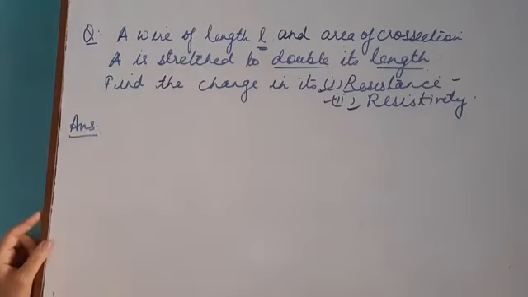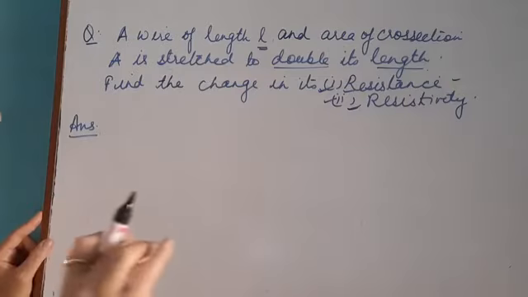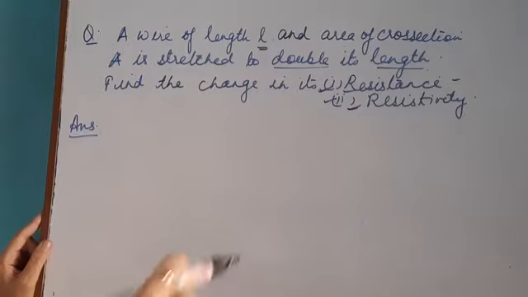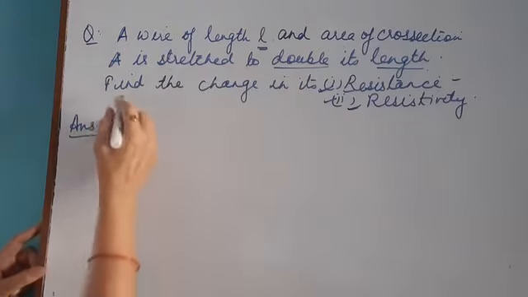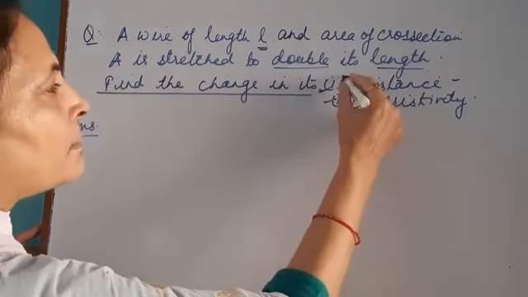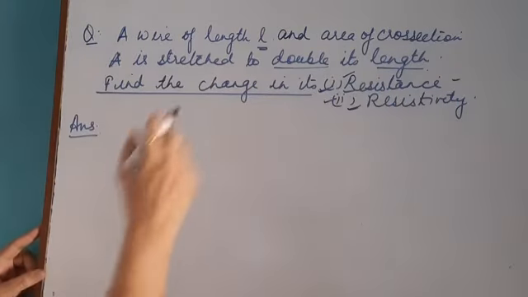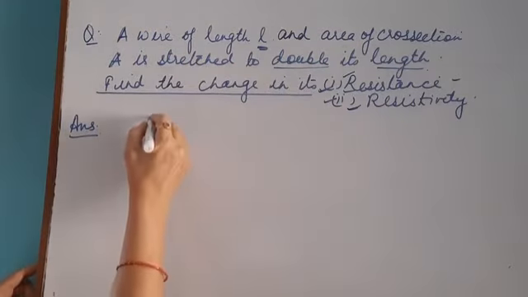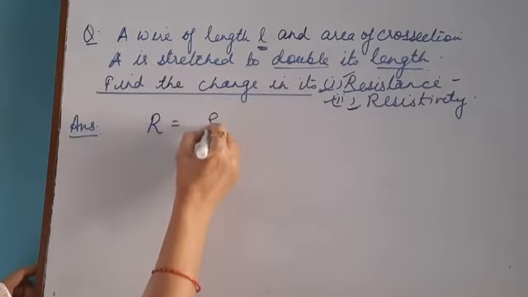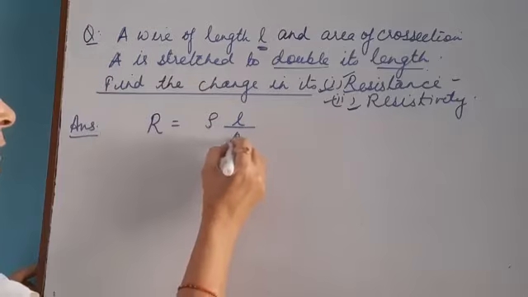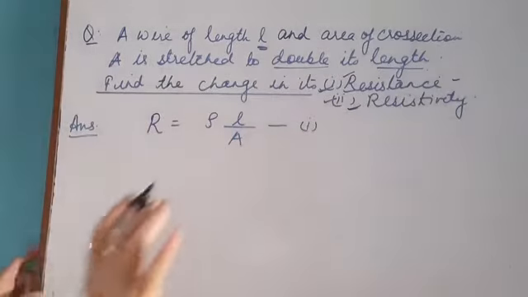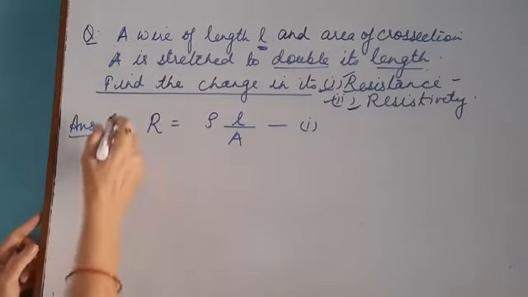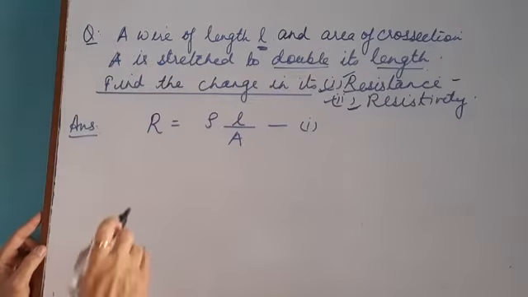The way of doing these types of questions is, the very first thing, you write down the formula for the physical quantity which you have to find out. What I have to find out is the change in its resistance. What is given to me? Length and area of cross section. The formula we are going to use, which we talked about yesterday, is R = ρL/A. This will be my first equation, or the first step while doing the question.